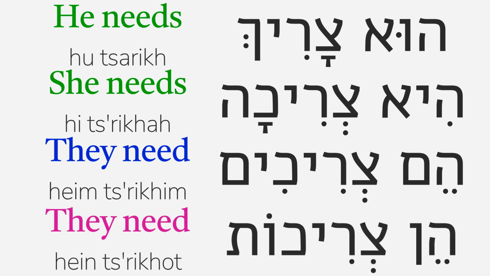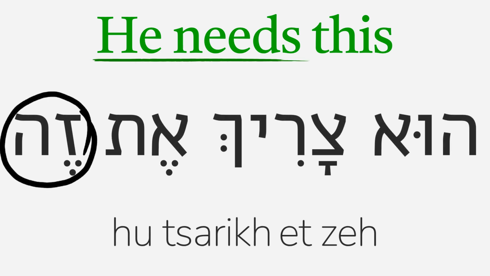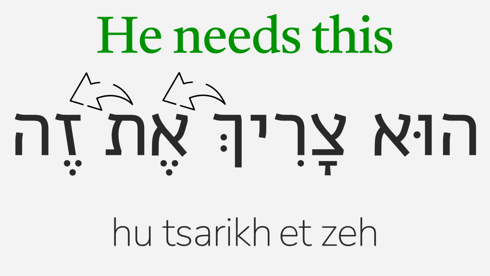Though tzarich is technically an adjective, it often gets treated like a verb in Hebrew. For example, to say he needs this, we say hu tzarich, he needs, et ze. Ze, this, with the preposition et before it. In Hebrew, et is used to indicate the definite direct object of a verb, which tzarich is technically not. However, in this case, it will act as one, making ze use the preposition et. Hu tzarich et ze. He needs this.